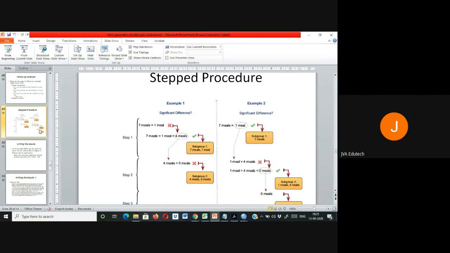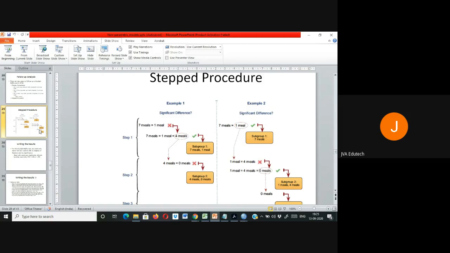So in the step procedure, looking at the rank sums, first you compare the 7 meals with 1 meal and see whether there is a difference or not. If there is no difference between the 7 meals and 1 meal, then 7 meals equals 1 meal equals 4 meals, you create the first subgroup and move on to step 2. We have put in 2 examples. The group order we are taking is 7 meals, 1 meal, 4 meals and no meals.